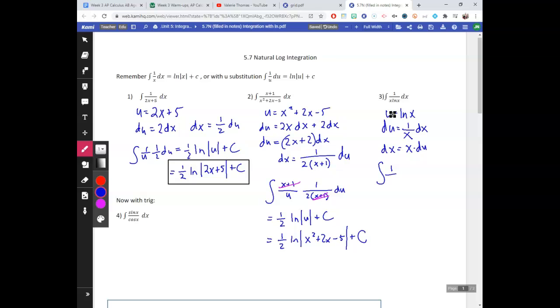So integral of 1 over x times u times x du. Those two x's are going to divide out, which is good because we need it just in terms of one variable. So integral of 1 over u du is going to be the natural log of the absolute value of u. And then we just plug that back in, which looks really weird. Natural log of the natural log of x.